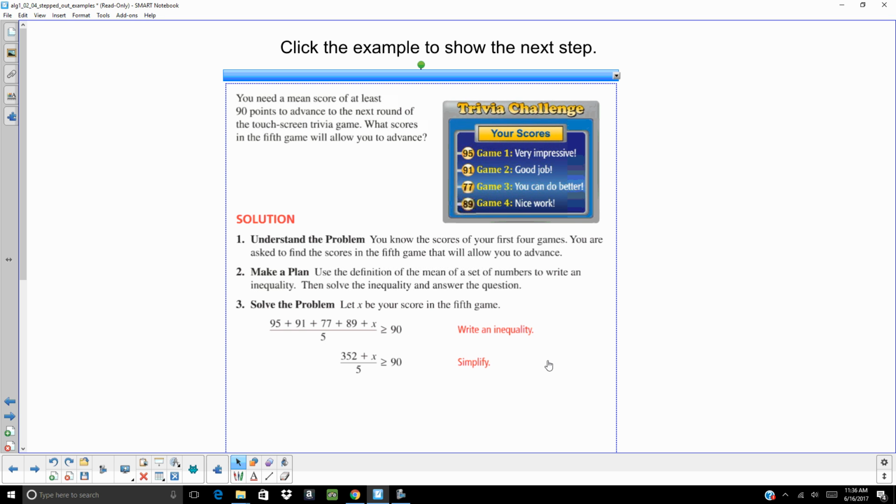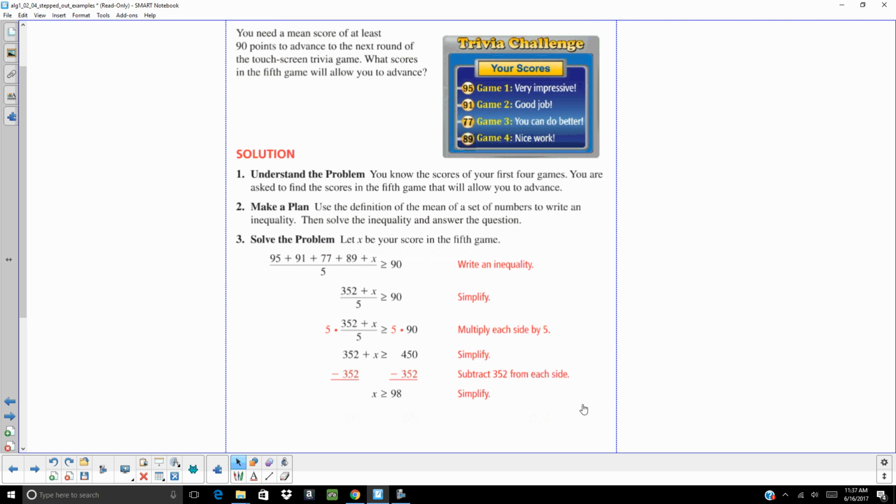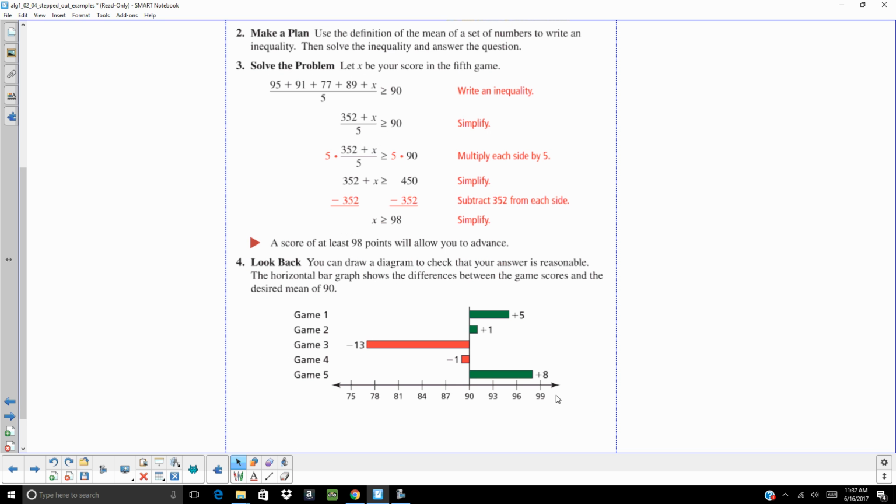Combine your like terms, multiply by 5, subtract 352, and I need to score greater than or equal to 98. If I score 98, I can go to the next round. They got fancy here and they made a little graph. Looks like game 3 is what really threw us off here.